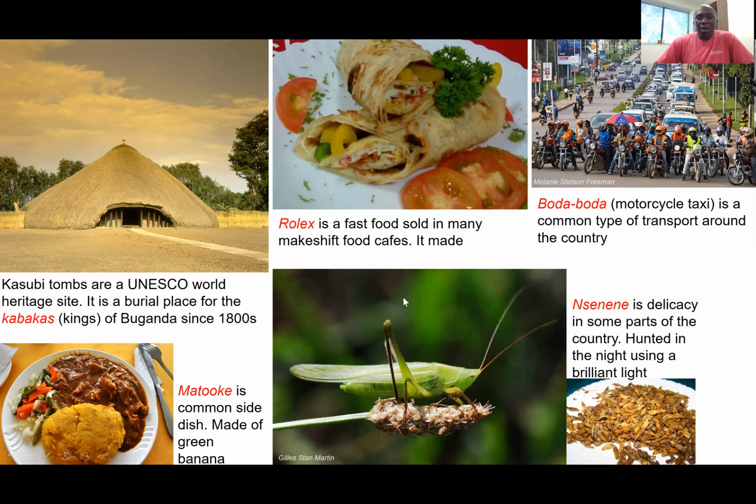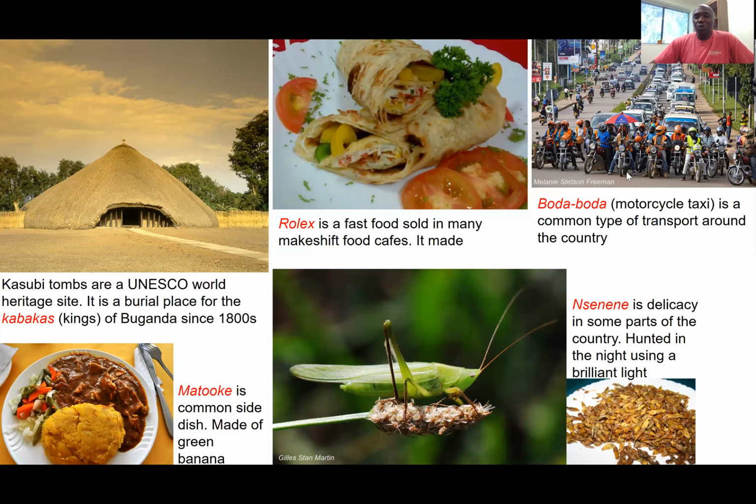Now the picture of the grasshopper here is very interesting. That grasshopper in a local Ugandan language is called insenene, and it's edible. In many parts of the country, it's considered a delicacy. And if you see the small picture to the right of it, when it's cooked, it looks like that, and lots of people like it. Now, the interesting thing is this grasshopper is trapped at night using a very, very bright light. That's the easiest way to catch them because the light attracts them.